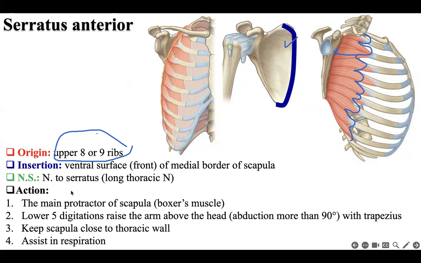What is the nerve supply? Very important, the long thoracic nerve. This nerve descends over the muscle here. It is named the long thoracic nerve.